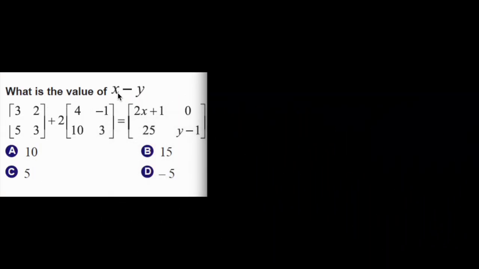In this question, we want to find x minus y, and we have a matrix 3, 2, 5, 3, plus 2 times 4, -1, 10, and 3. This equals 2x plus 1, 0, 25, and y minus 1. We can compare the corresponding elements, or we can calculate the left hand side. I think it's better to calculate the left hand side first.